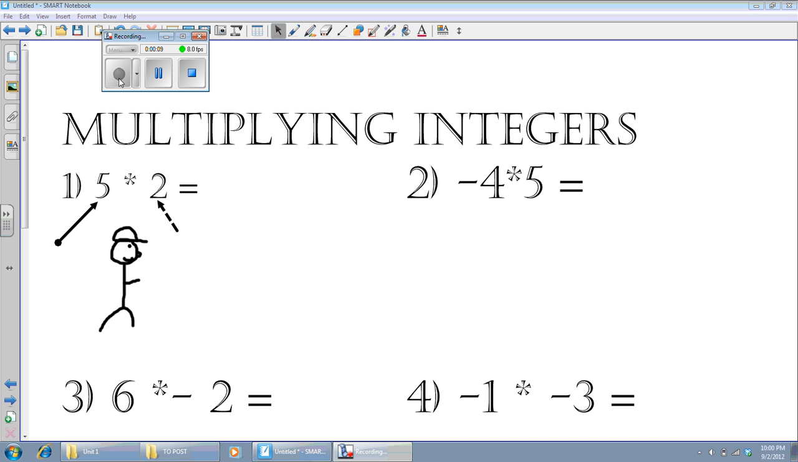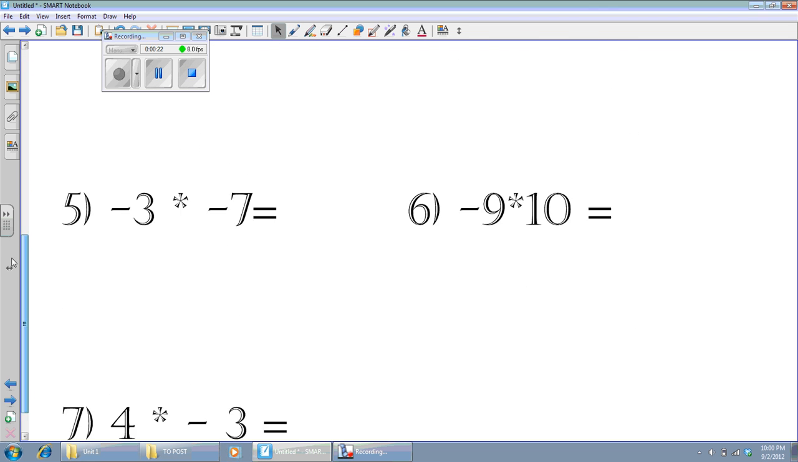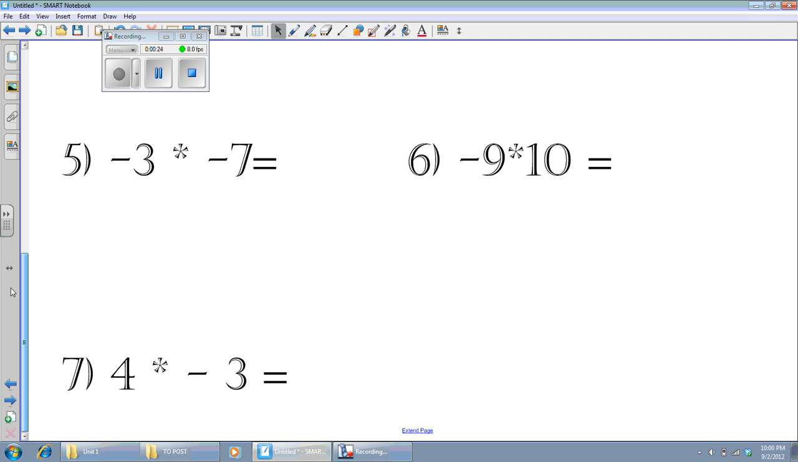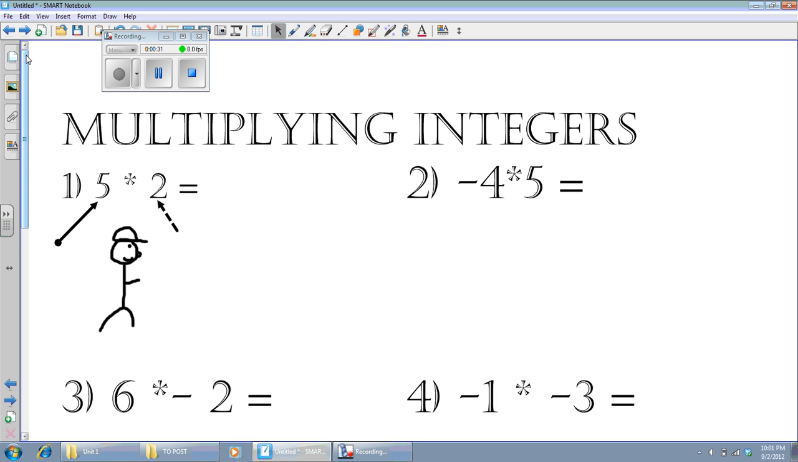And actually, I'm not going to do as much talking on this one. You're going to do the work on it. You're going to see 7 or 8 problems here. There's the first 4, and I'm going to go ahead and scroll on down. And there's the next 3. There are 7 total problems. Your job is going to be to figure out the answers to these problems on your own.